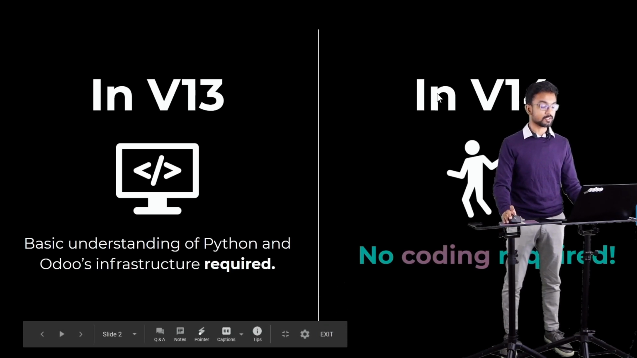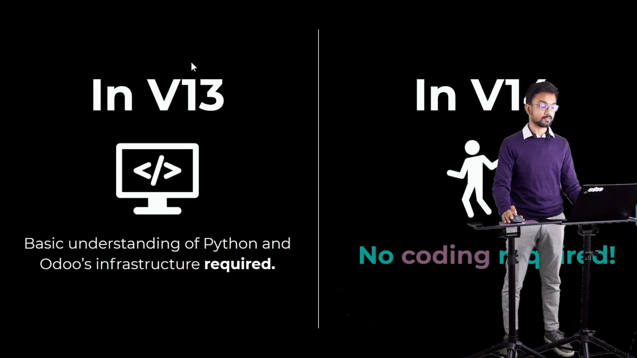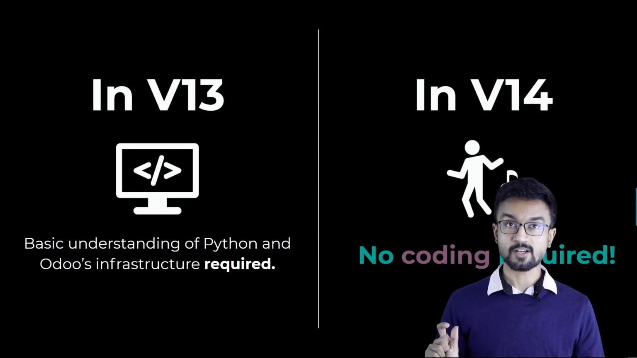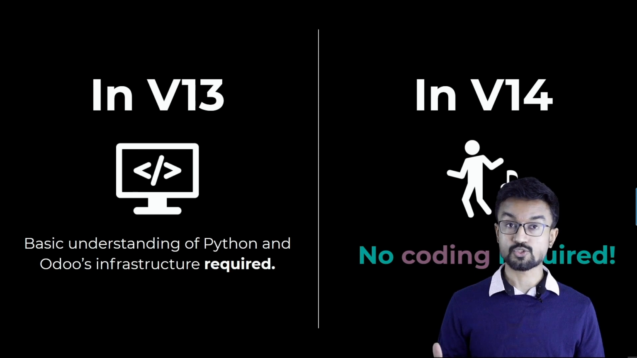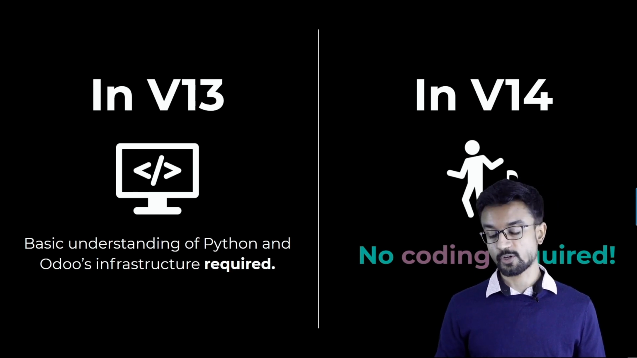First of all, the difference between version 14 and version 13 in this manner is that in version 13, you can technically add approvals within any workflows, but you would need understanding of Python and also a little bit of understanding of how Odoo's internal infrastructure works. The good news in version 14 is that there is no coding required. You don't need to know Python. As long as you know a little bit of how Odoo Studio works, you're basically good to go.